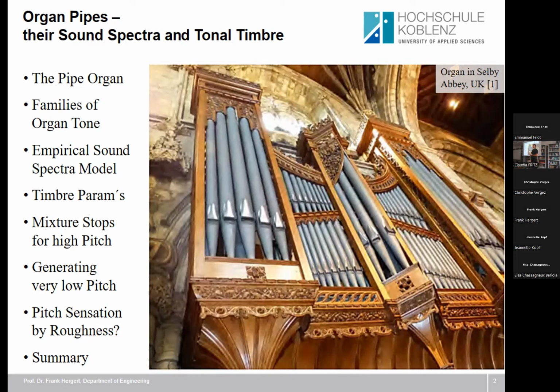And I will also show what happens when we play very low pitches. With very low, I mean pitch below subcontra C. So we are talking below 33 Hertz. And this will also include the aspect of roughness. And finally, I will give a short summary. And then, of course, I'm interested in your questions and discussion.